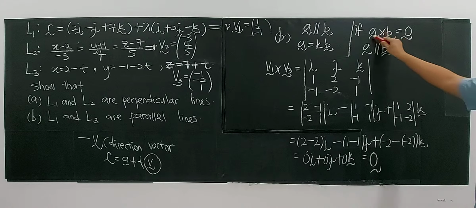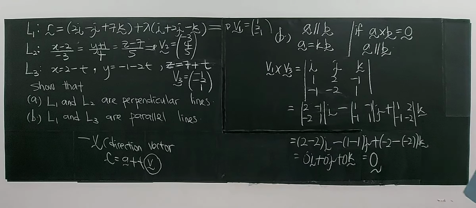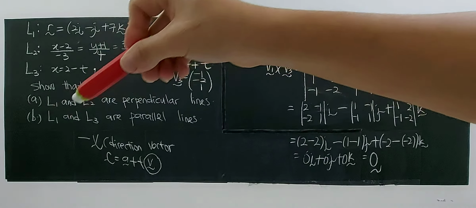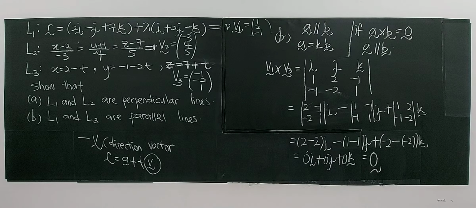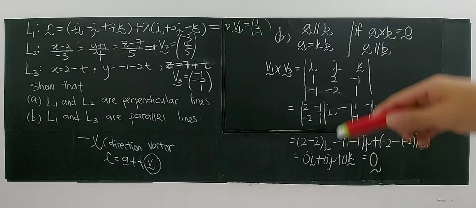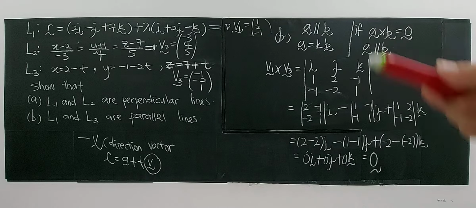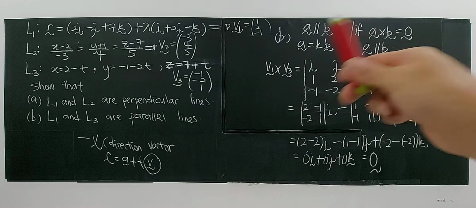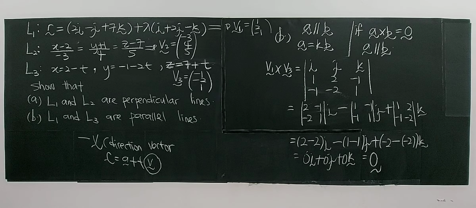So if you show that A cross B is a 0 vector, this shows that V1 and V3 are parallel to each other. Therefore L1 and L3 are also parallel, because the directions of the lines are parallel. So this is the other way of showing that two lines are parallel, by doing the cross product to get a 0 vector. But between these two, I recommend the first because it is faster. Okay, that's all for this concept. Hope that you can apply it when you're doing your exercises.